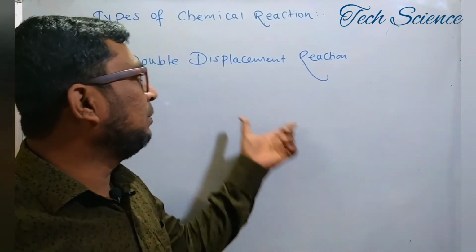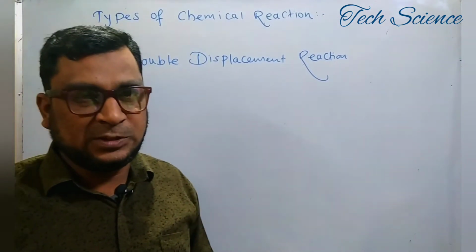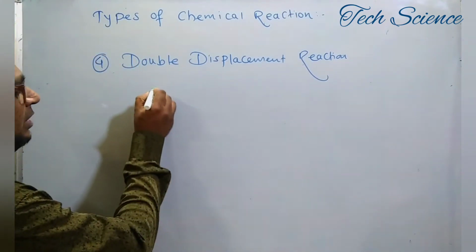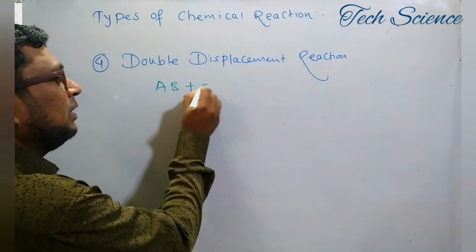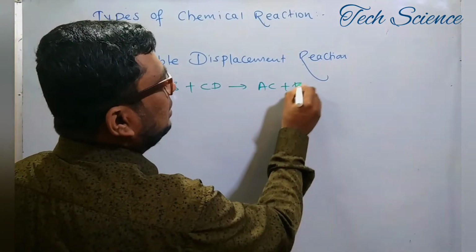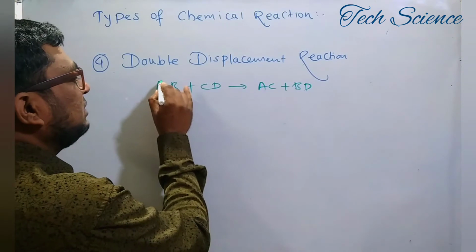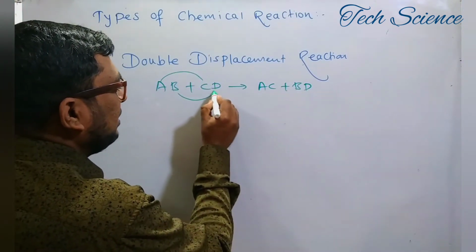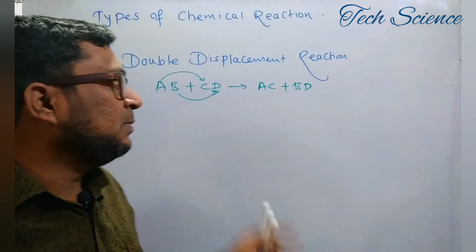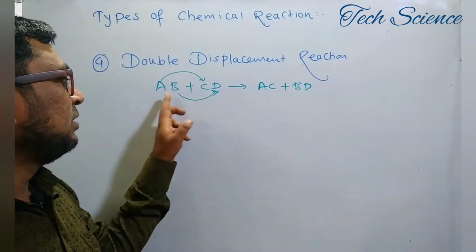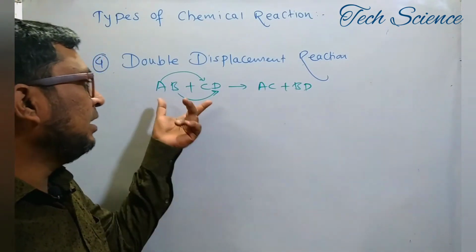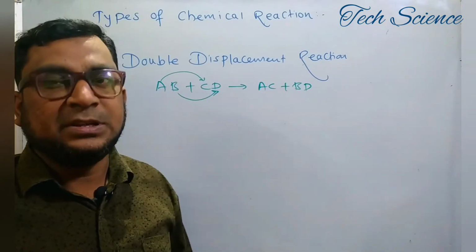Last, the fourth type of reaction is called double displacement reaction. To summarize the general syntax, we can write AB plus CD gives AC plus BD. It means that A combined with C and B combined with D. In a double displacement reaction, the ions on the reactant side get exchanged to form a precipitate.